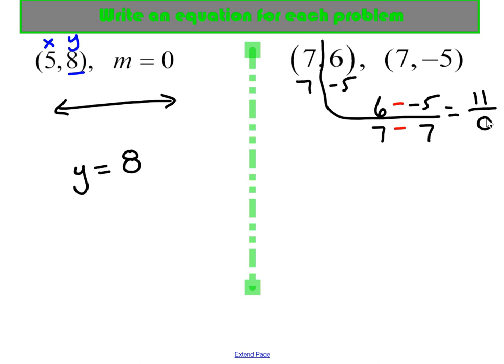If I have an undefined slope, it's going to look like this. Undefined slopes always have to do with x. And if I look, both of these situations, the x values, which are right here, are both 7. So in this case, I know that x has to equal 7.